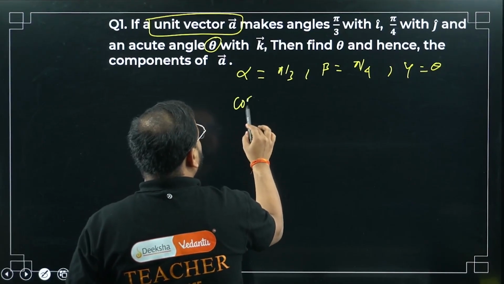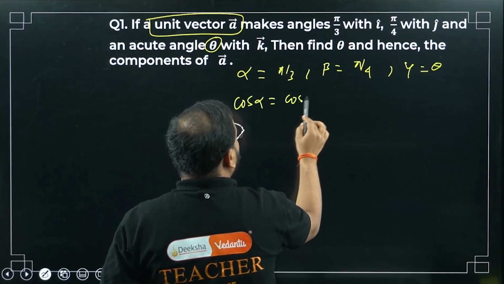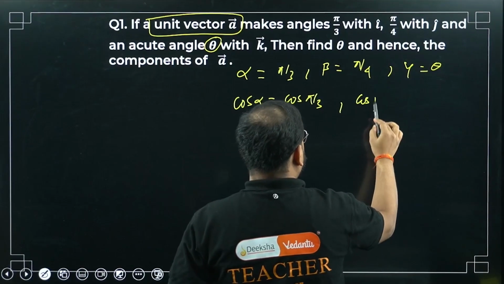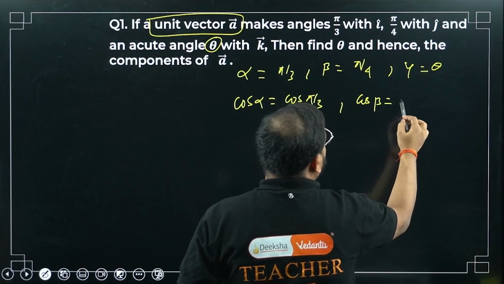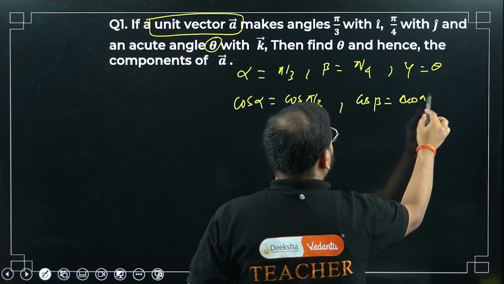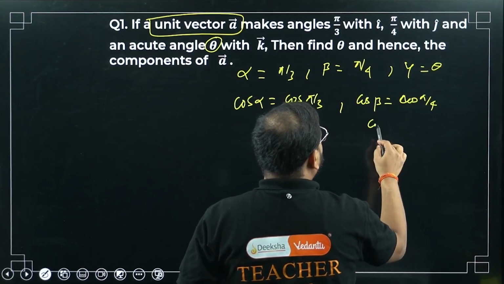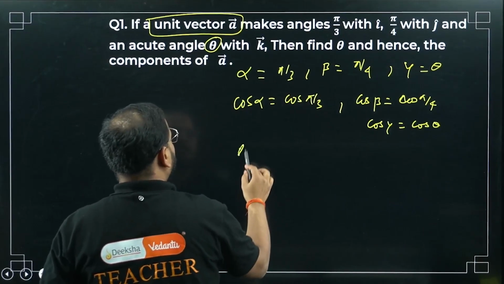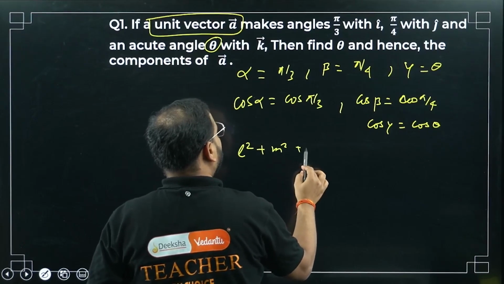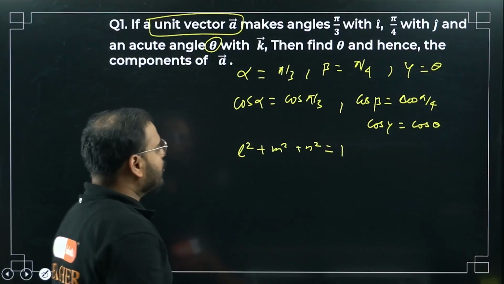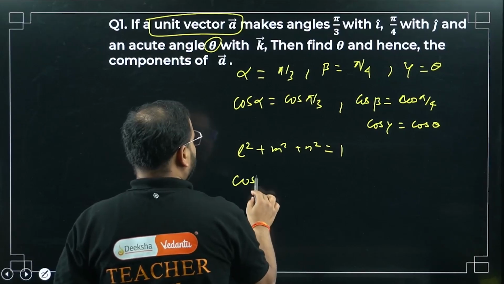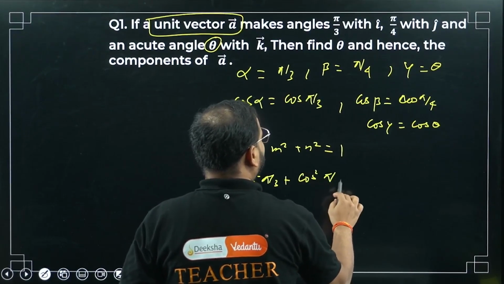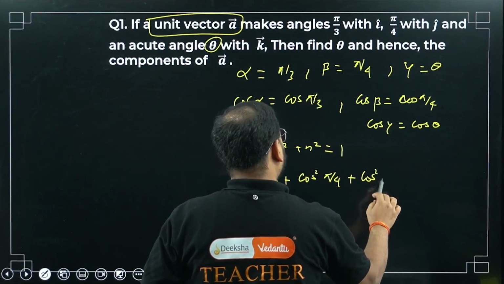So please check. Cos alpha will be cos of pi by 3, correct? And cos beta will be what? Cos of pi by 4. And cos gamma will be simply cos theta. We know the property l square plus m square plus n square equals 1. Put the values here. So cos square of pi by 3 plus cos square of pi by 4 plus cos square of theta is how much?